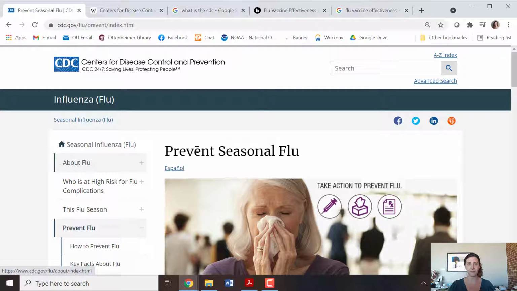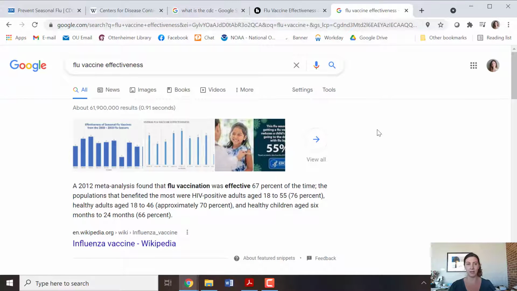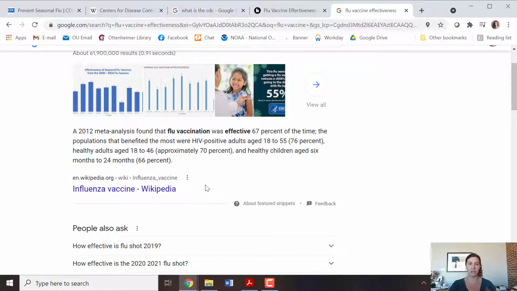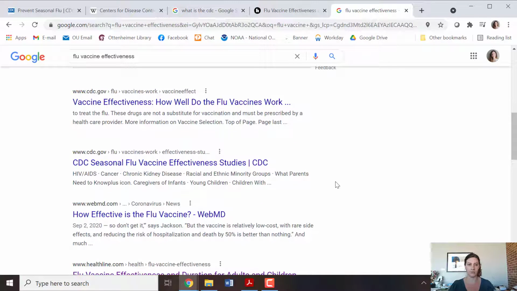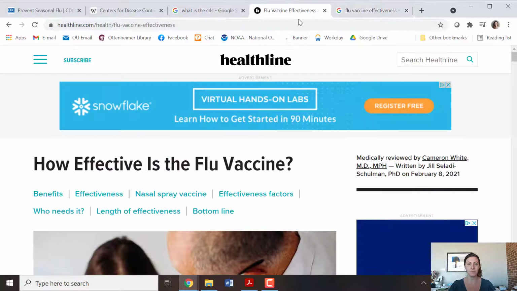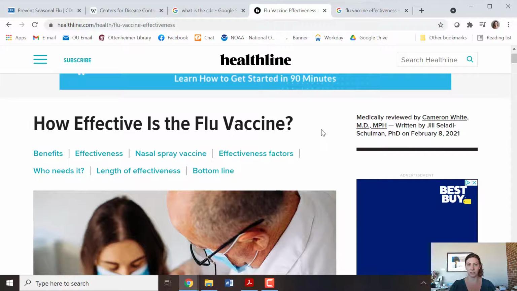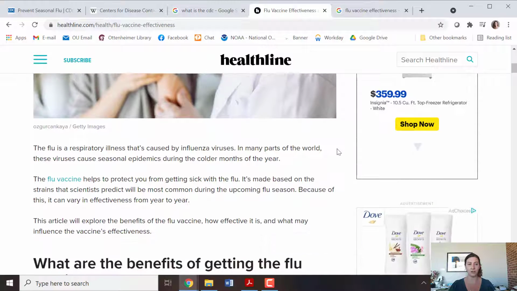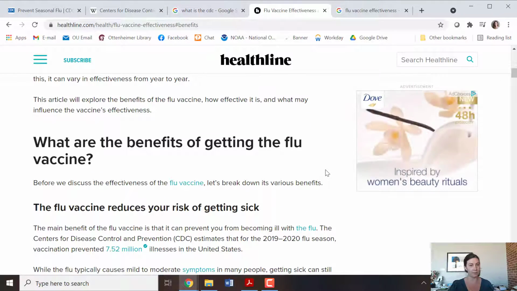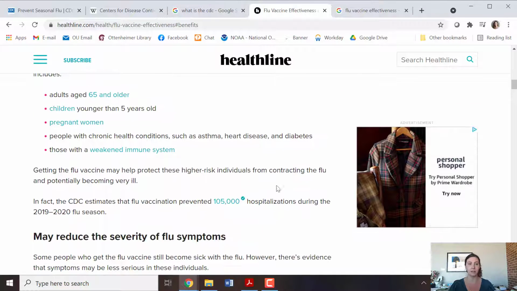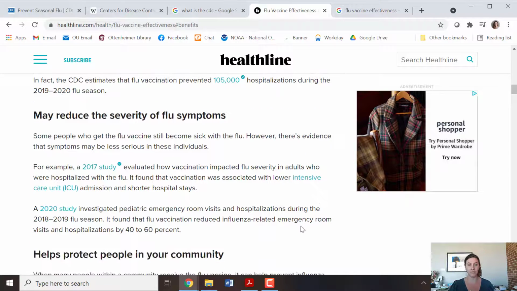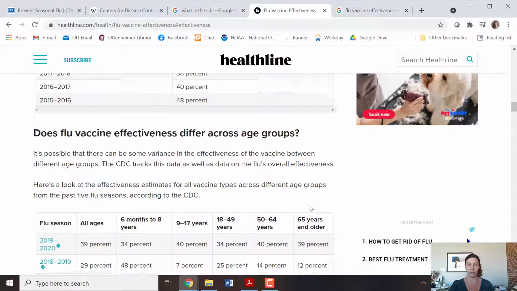Next, what we can do is go to Google, open up different tabs, and look up the flu vaccine effectiveness. There's a Wikipedia page, again, that gives you some pretty general information on it. And then you can start scrolling down and seeing what else is available. Again, one of the top ones that comes up is the CDC page. This Healthline is one of the ones that looked really good to me. As you scroll down, it gives you more information on what the benefits are, what the vaccine would give you if you get it. So it seems like a lot of the information is very similar to what it was whenever you checked the CDC page.